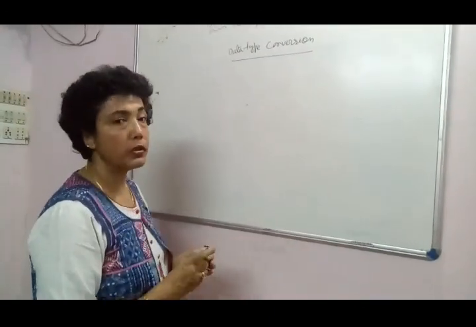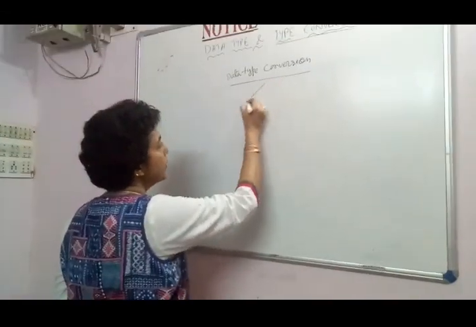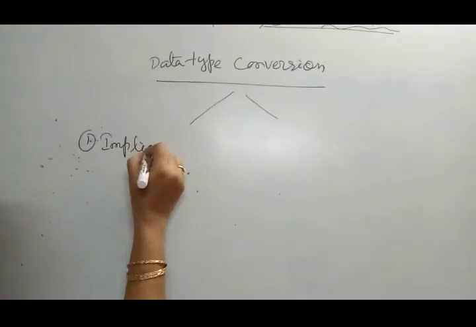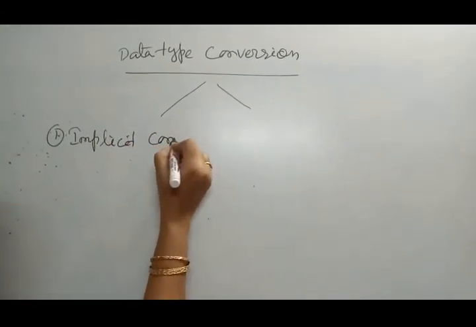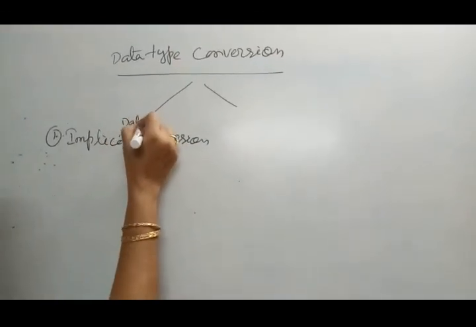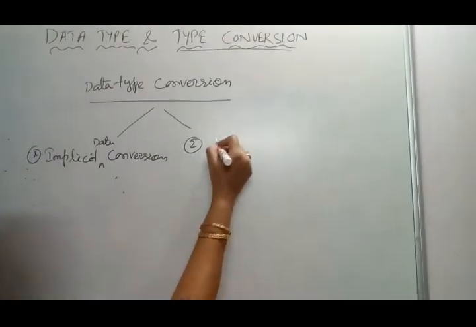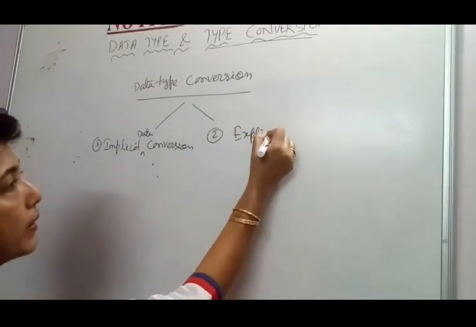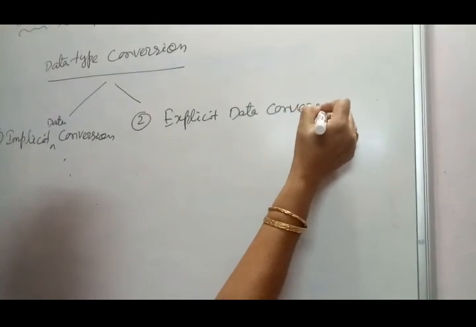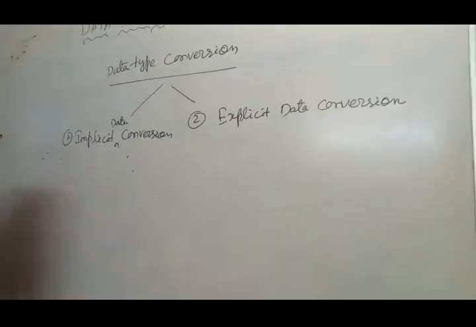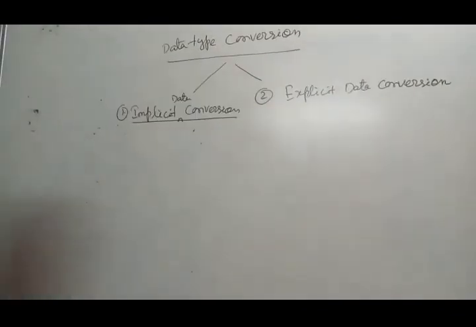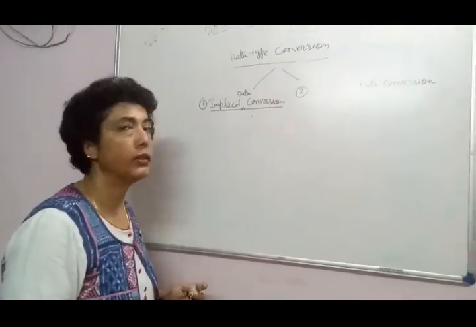Now Java supports two types of data conversion. One is implicit data conversion. The second one is explicit data conversion. Implicit data conversion and explicit data conversion. First of all, let us discuss this implicit data conversion.